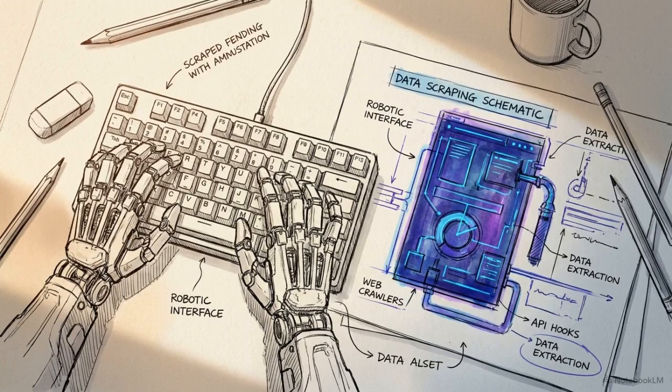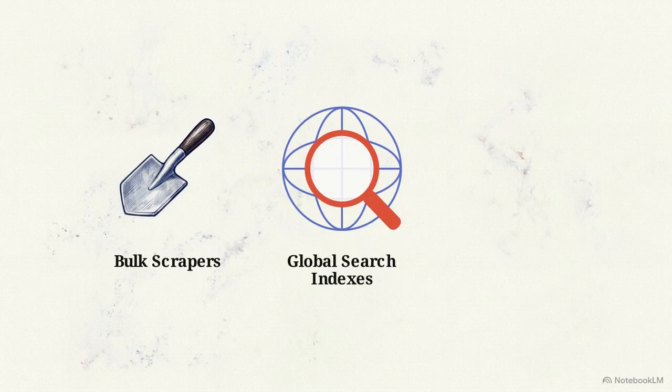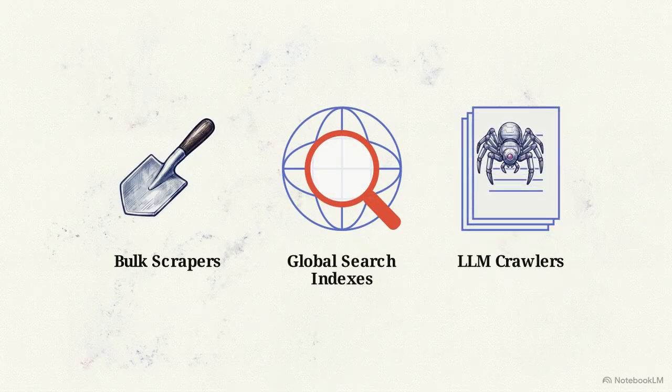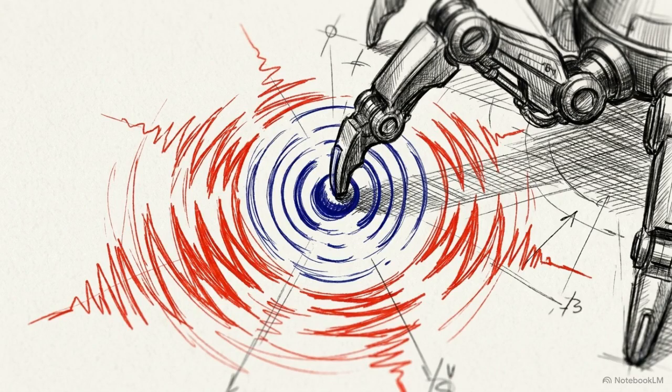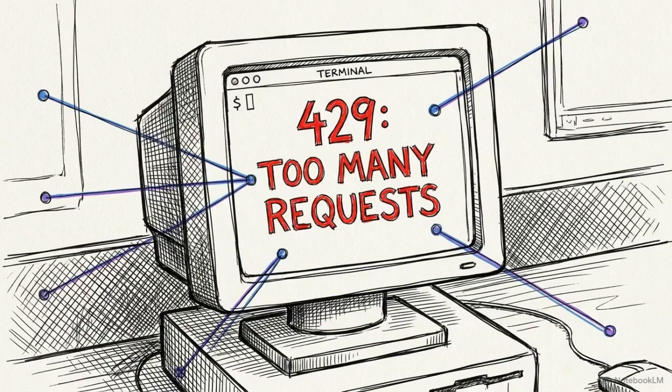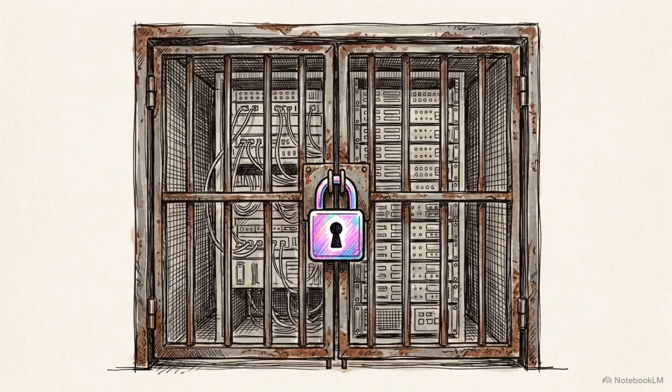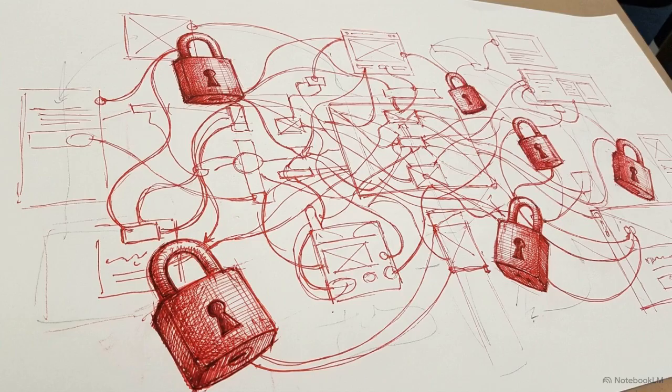Data scientists often approach this space using a standard extraction toolkit: bulk scrapers, global search indexes, and large language model crawlers. When these tools hit the Fediverse, they trigger an immediate failure cascade. API rate limits kick in, IP ranges are blocked, and instance-level bans synchronize.